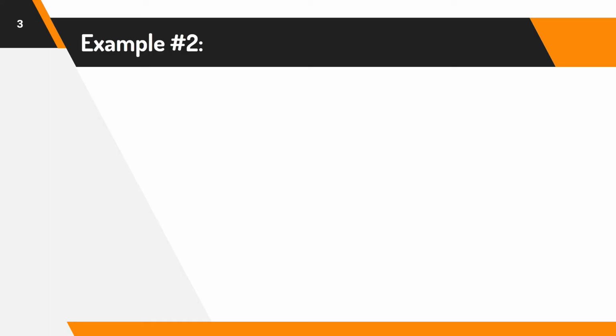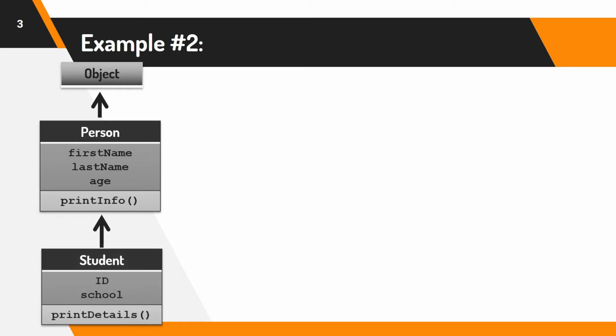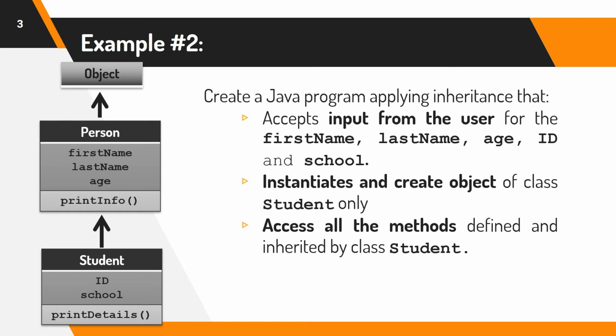We have here another example wherein the superclass has attributes first name, last name, and age, and a method printInfo. For the class Student, that is the subclass, it has attributes ID and school, and a method printDetails. So we'll create a Java program applying inheritance. Parang same lang din dun sa naunang example, iba nga lang yung magiging output. And at the same time, iba rin yung class.